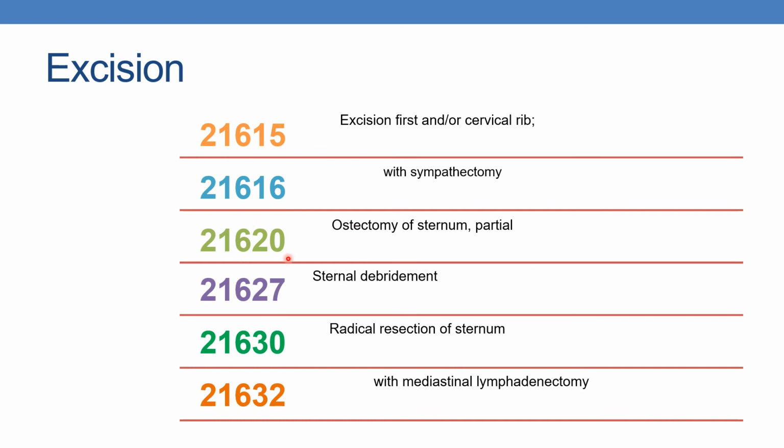The next is 21620. It deals with osteectomy of sternum partial. The next is 21627. It deals with sternal debridement. The next is 21630. It deals with radical resection of sternum. The next is 21632. It deals with radical resection of sternum with mediastinal lymphadenectomy.